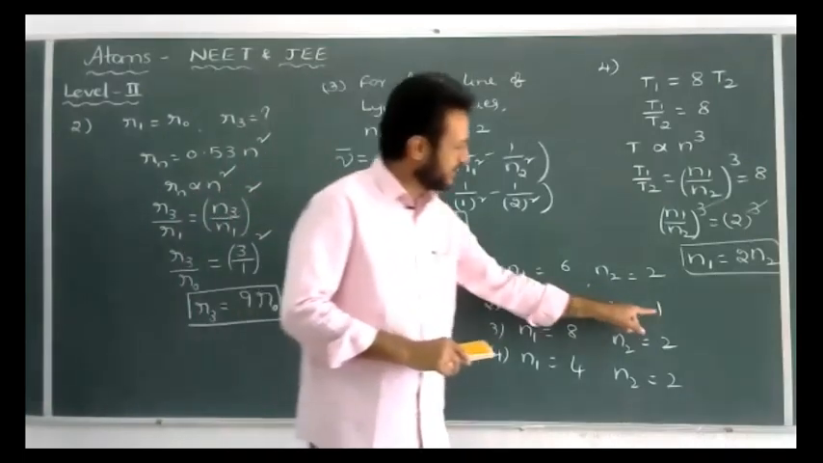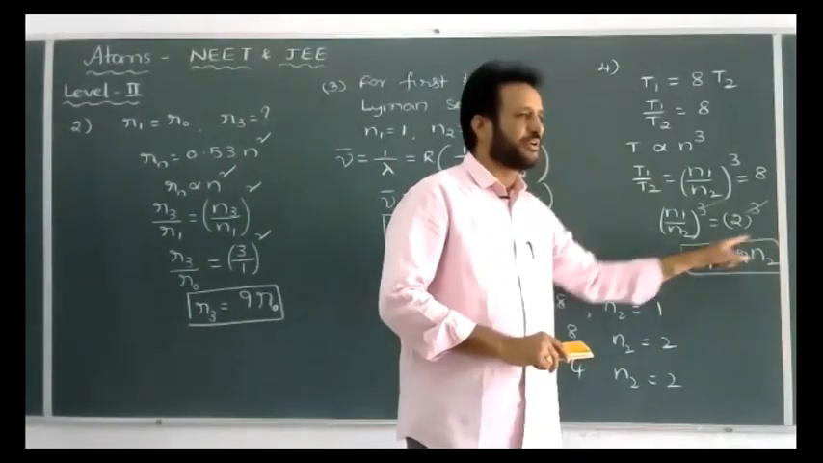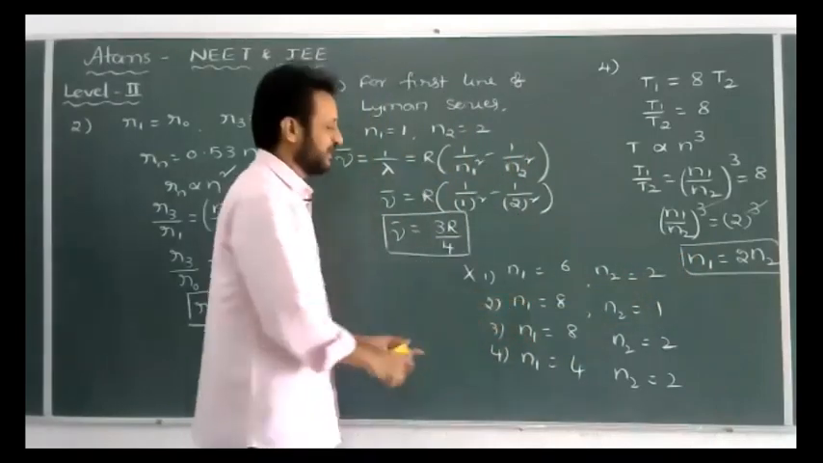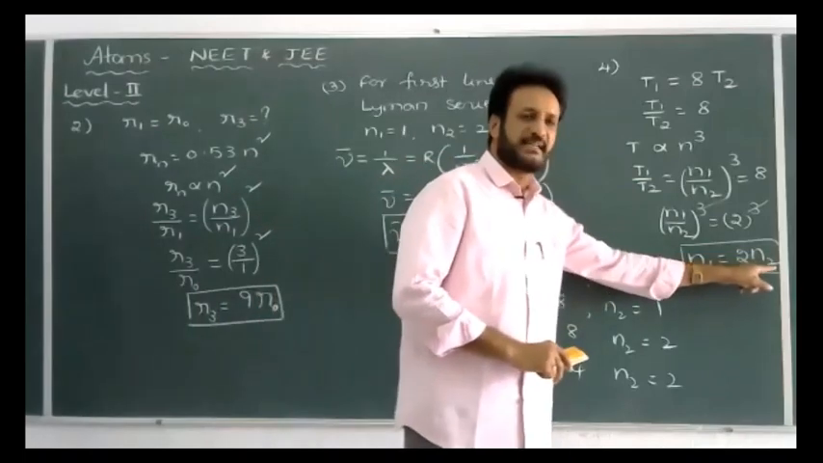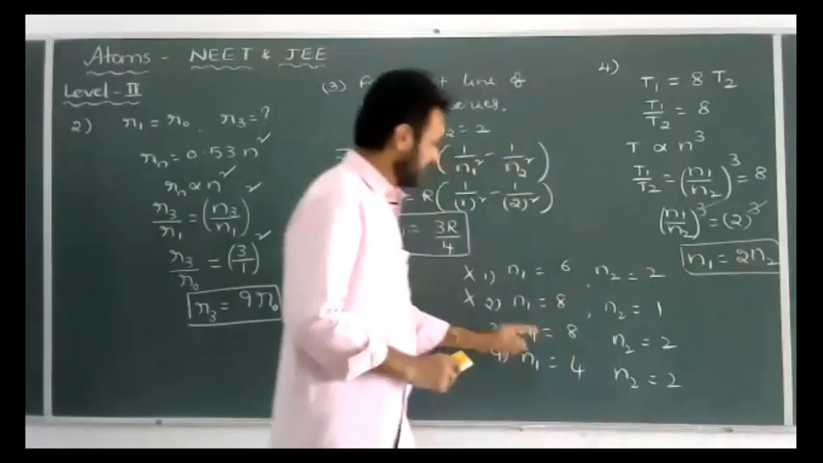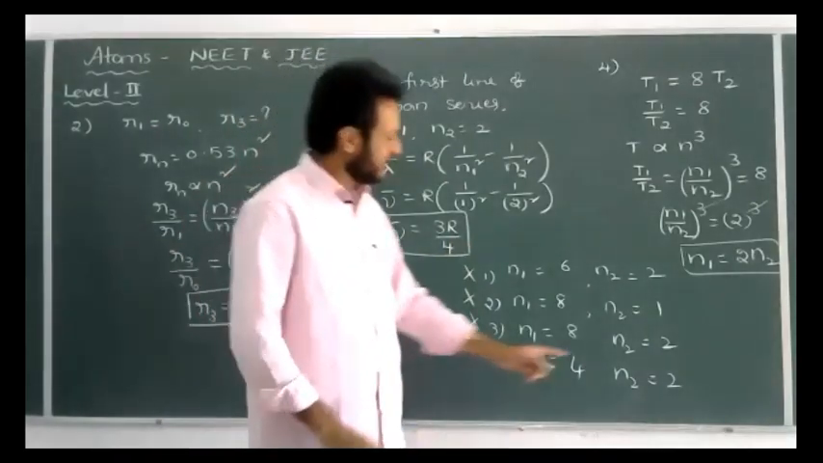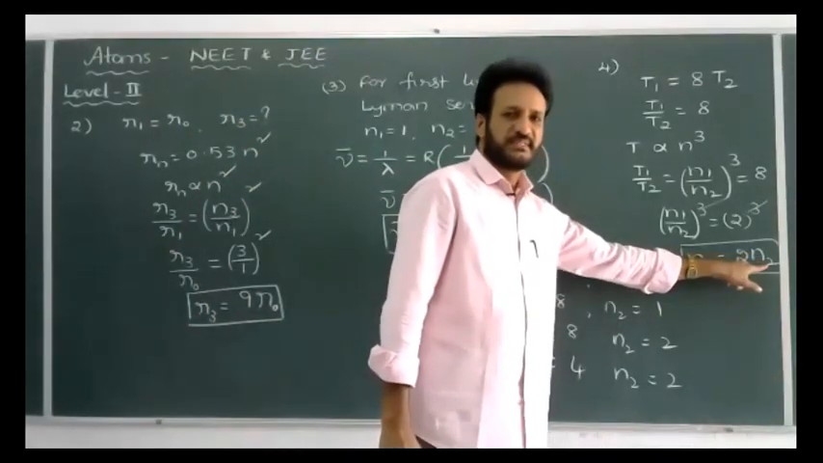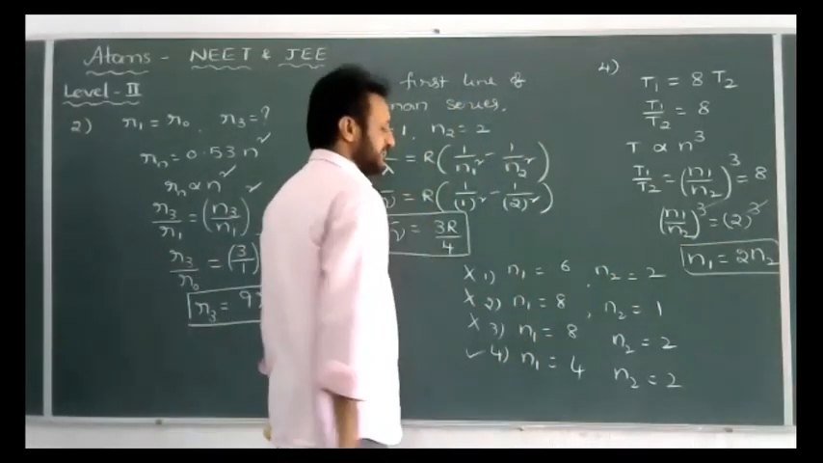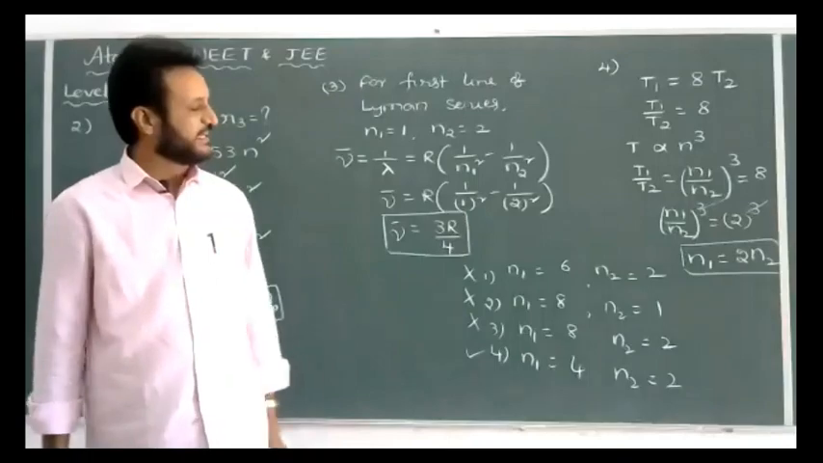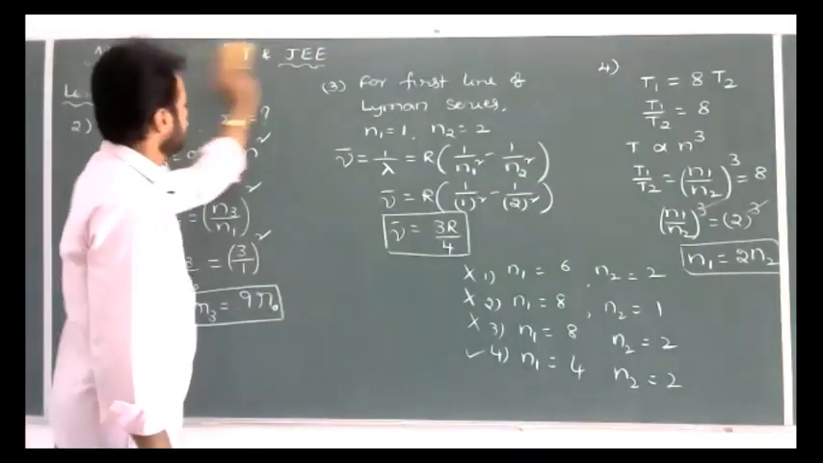Next, I'll check n2 equal to 1. n2 equal to 1 means n1 must be 2 into 1, equal to 2. But what is given? 8 is given. Also not possible. Third option I'll check. n2 is equal to 2 means 2 2s are 4. But they gave 8. So the third option is also not possible. We'll check the fourth option. If you put n2 equal to 2, n1 equal to 2 2s are 4. So the fourth option is correct. We can write n1 is equal to 4 and n2 must be equal to 2. Fourth option correct. Note down that one.